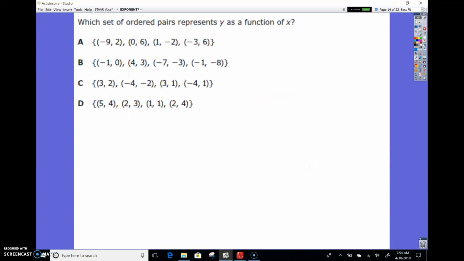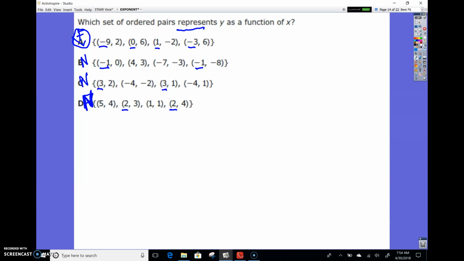Okay, which set of ordered pairs represents y as a function of x? For this one, you just have to focus on the x. See, all the x's are different, so that's a function. Okay, so this is good. See that? This is no good. You see that? The x repeats, no good. That's not a function, because it repeats. So our answer is A, because they want one that represents a function.